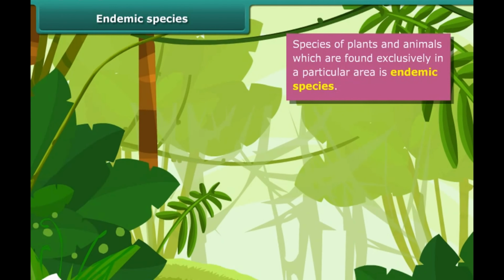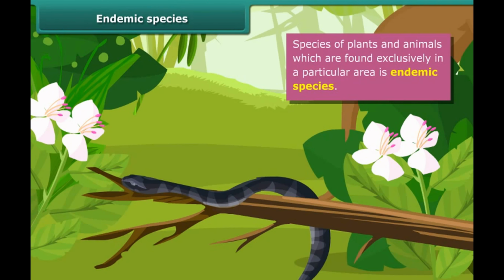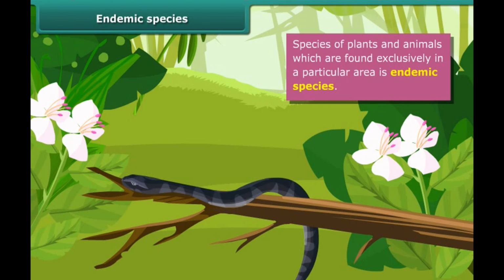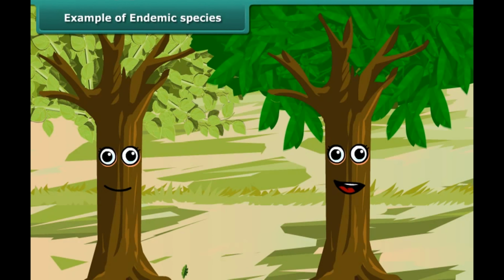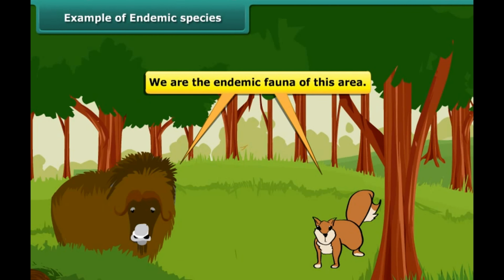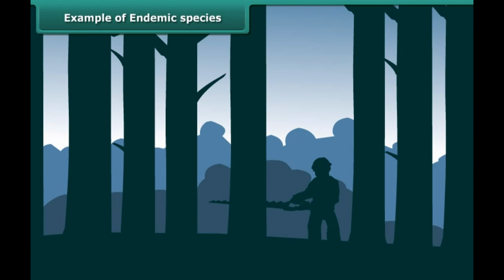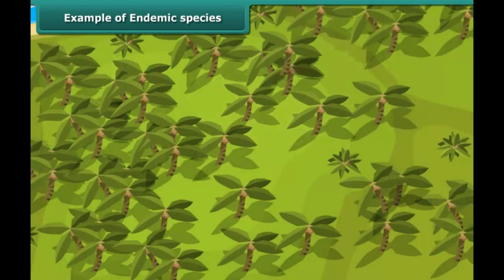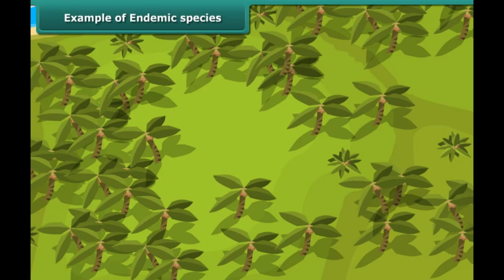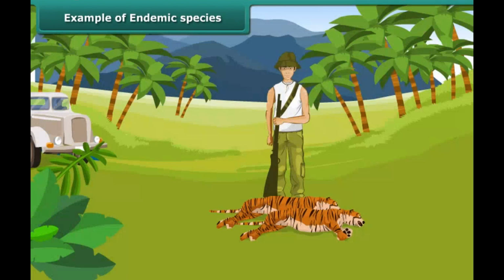A particular type of animal or plant may be endemic to a zone, a state, or a country. We are the two endemic flora of the Pachmarhi Biosphere Reserve. We are the endemic fauna of this area. What factors lead to making them endangered? Well, humans are the main reason. The destruction of their habitat, increasing human population, and introduction of new species may affect the natural habitat of endemic species and endanger their existence.